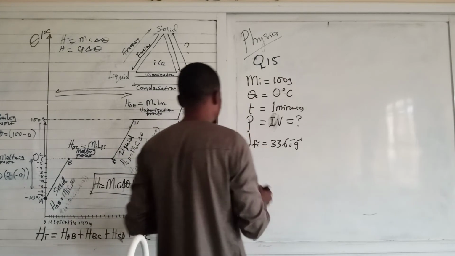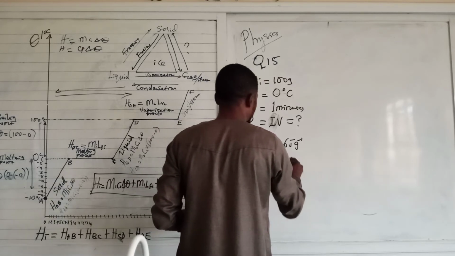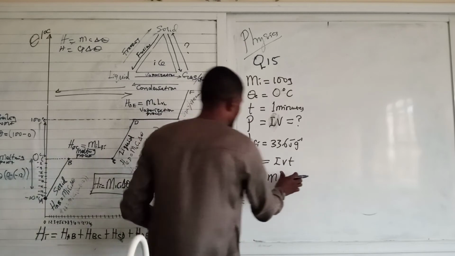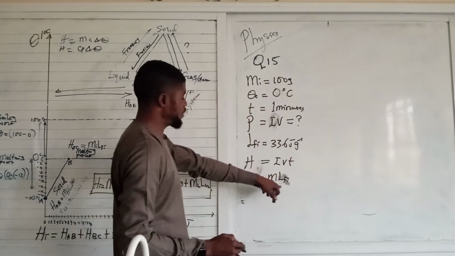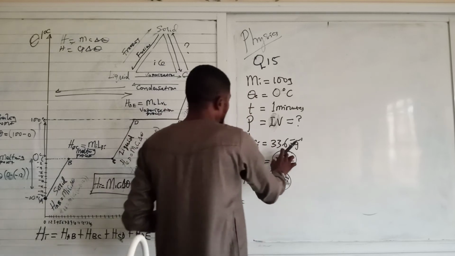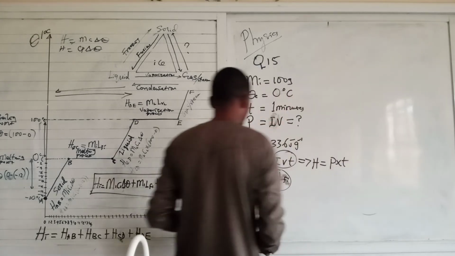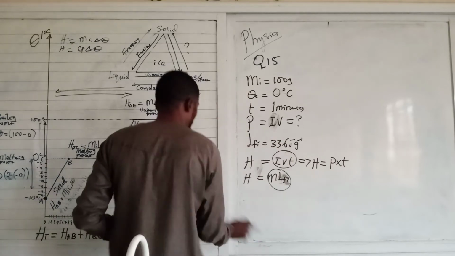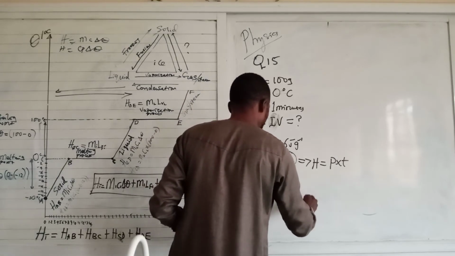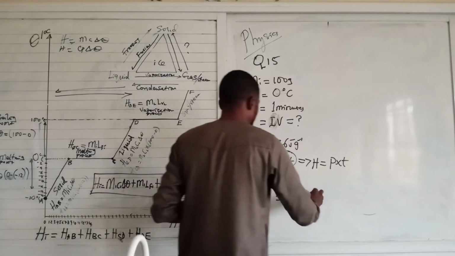We are still revolving around the same mountain, so we write that our H is equal to IVT, and that H is also equal to MLF, where LF is the specific latent heat of fusion of ice. So we are going to equate these. IV is what we are looking for. H is equal to power times time, where IV is your power. So PT is equal to MLF. This is the equation we are going to use.